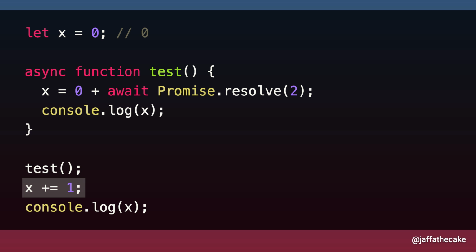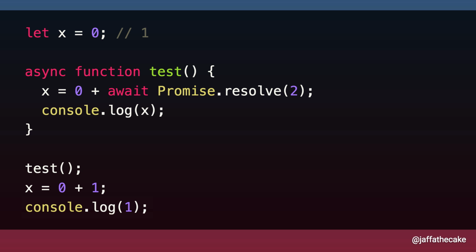Meanwhile, we're incrementing x by 1 down here, so let's unravel that as we did before. First thing we do is evaluate x, which is 0, so we assign 0 plus 1 to x, so x becomes 1. And then we log x, which is now 1, so that's our first answer.